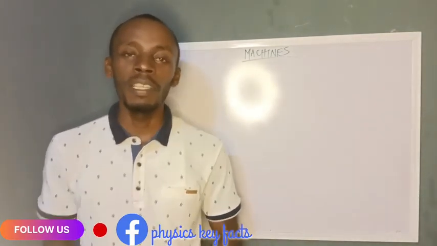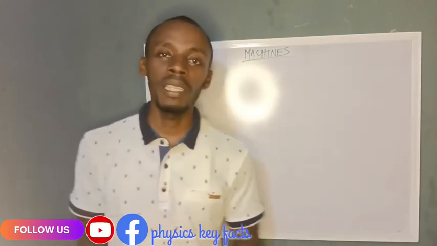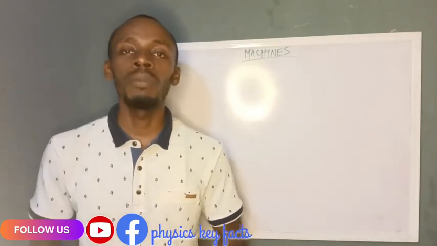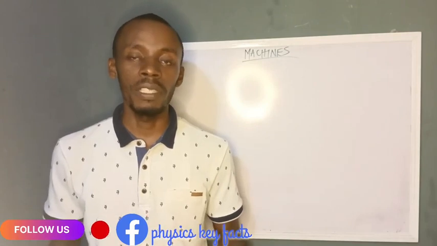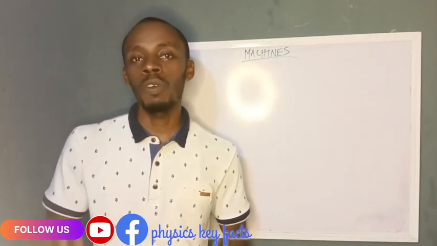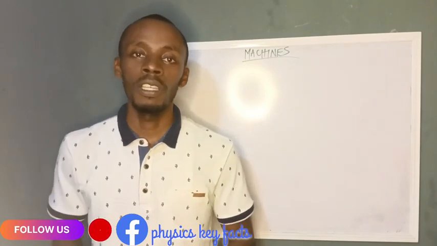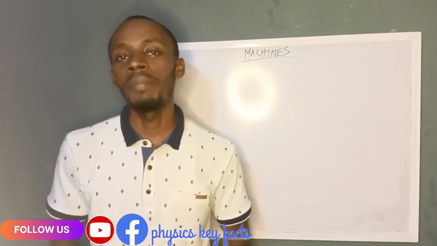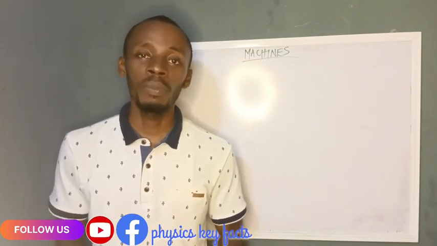So what is a machine? A machine in simple terms is simply any device or a tool that enables you to carry out a work easily. Any device or a tool that allows you to carry out work with little effort is known as a simple machine. There are different kinds of simple machines.